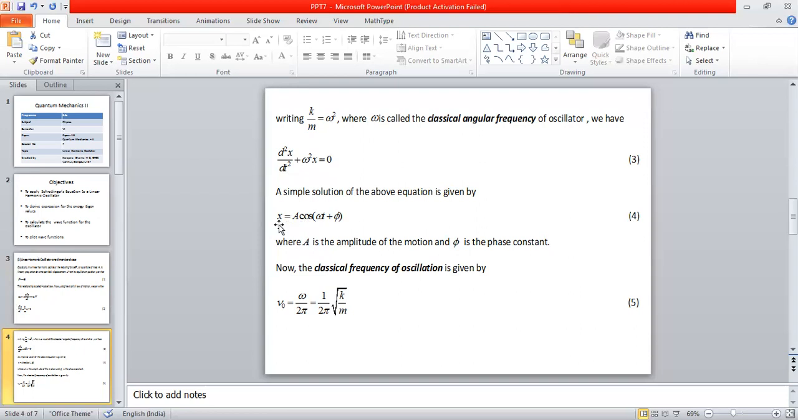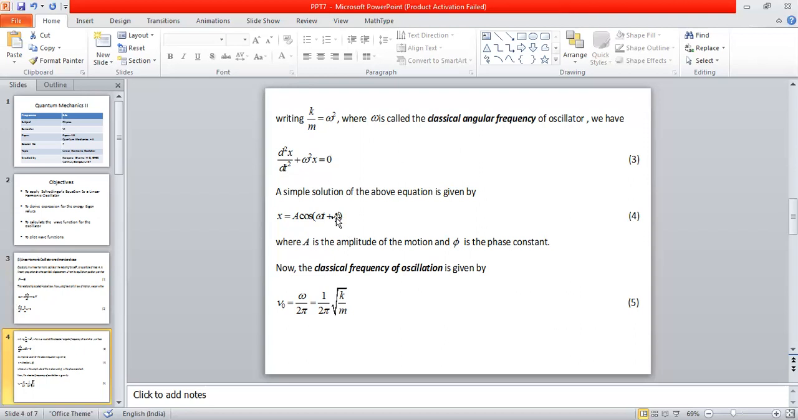Here x is the instantaneous displacement of the particle. A is the maximum value of the displacement, which we call the amplitude, and the cosine function has the argument ωt + φ. ω, as I have already mentioned, is the classical angular frequency. And we have the factor φ, which is called the phase factor. It is some initial phase value, or what is called a phase constant.